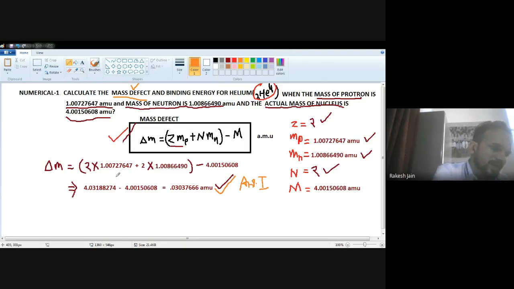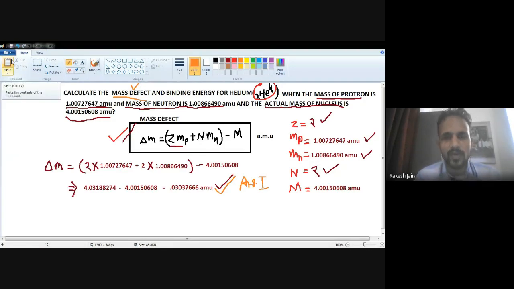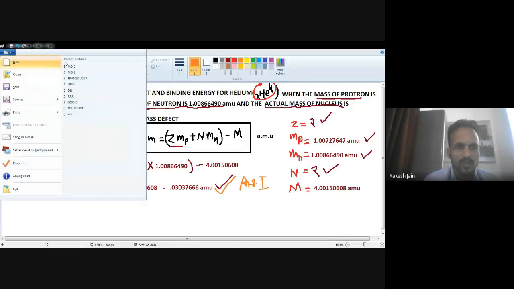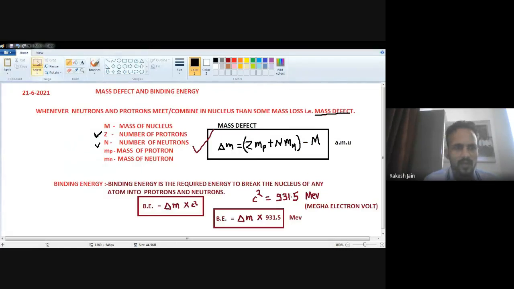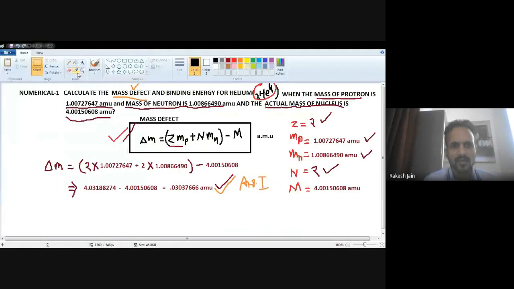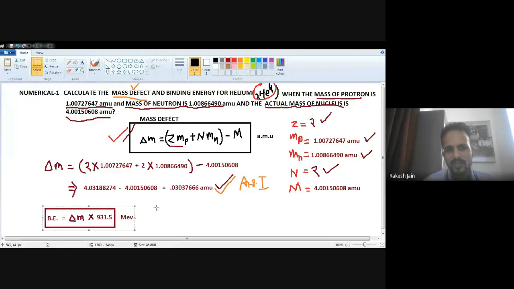Now what is the binding energy? We know the formula of binding energy: the mass defect should be multiplied by c square, that is 931.5 mega electron volt. I just copy the formula from the previous slide. So binding energy we can easily calculate in terms of mega electron volt if I multiply this mass defect with 931.5 mega electron volt.